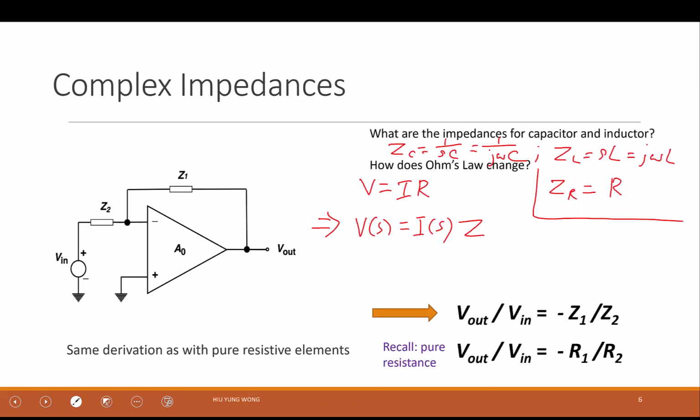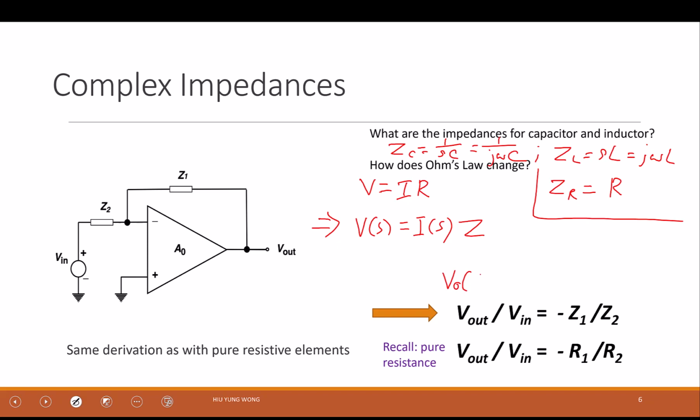So this is the thing I want you to agree on: if last week I derived the gain of this inverting amplifier as negative R1 divided by R2, and now I try to do it again today using the frequency domain, I should get exactly the same form, because Ohm's law has the same form. The KCL, KVL, and OpAmp equations have the same form, right? So I will get this equation, except that maybe I want to be a little bit more careful.